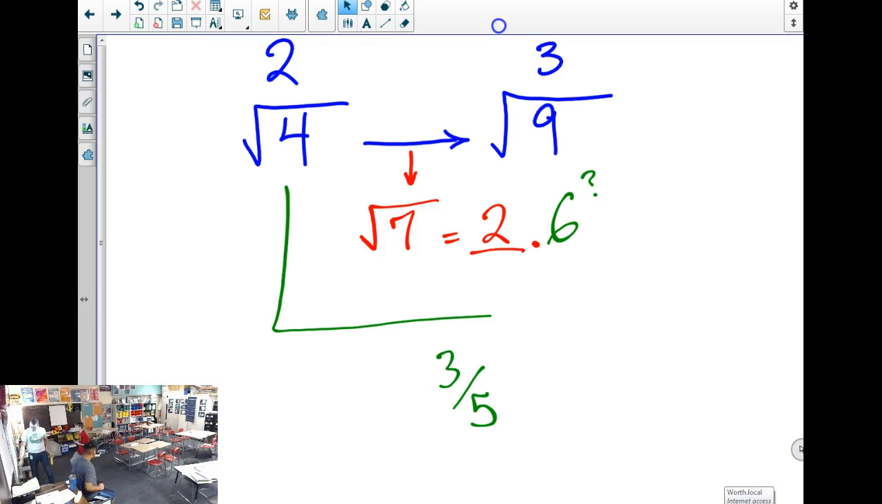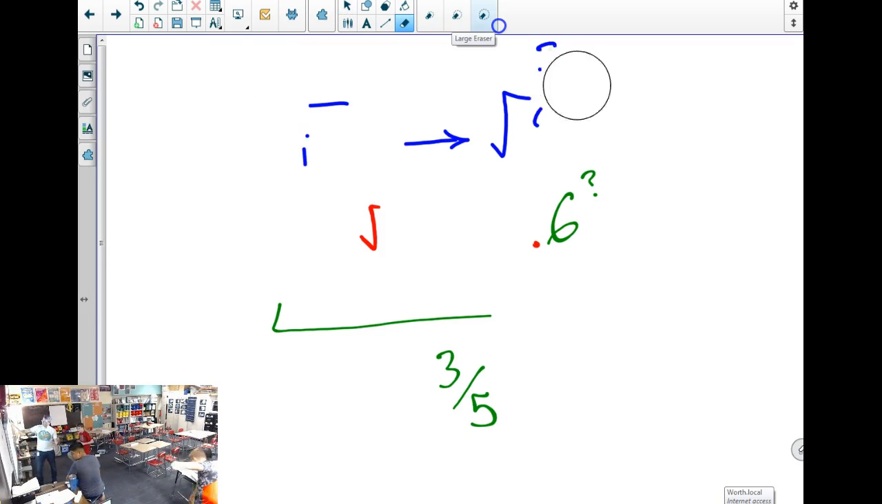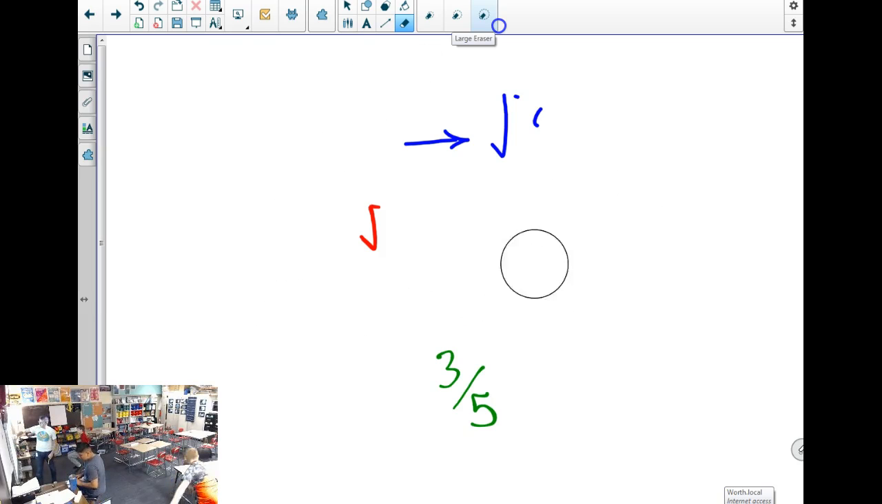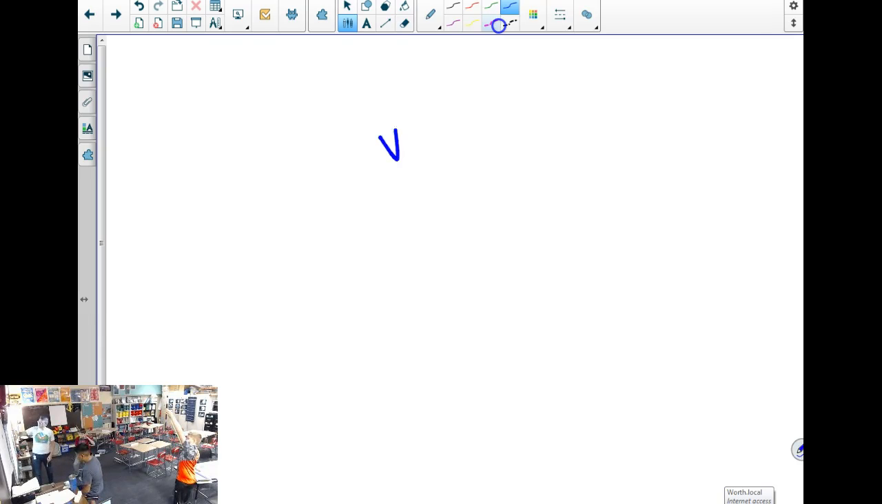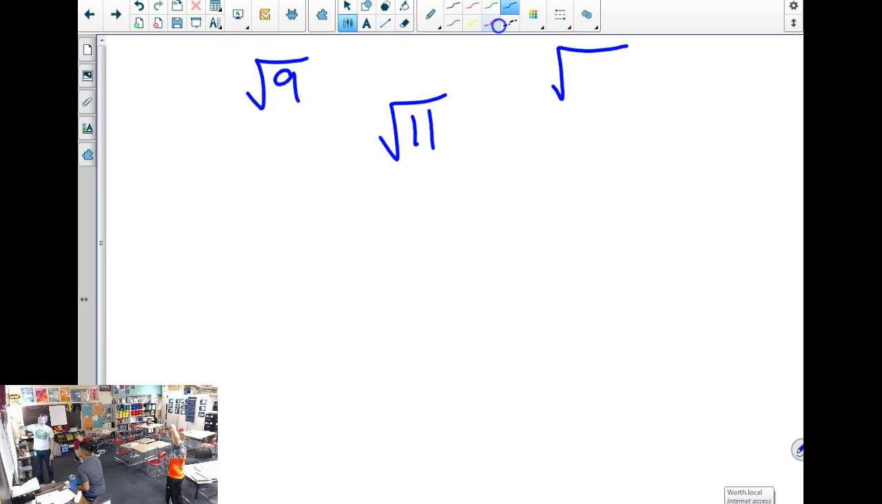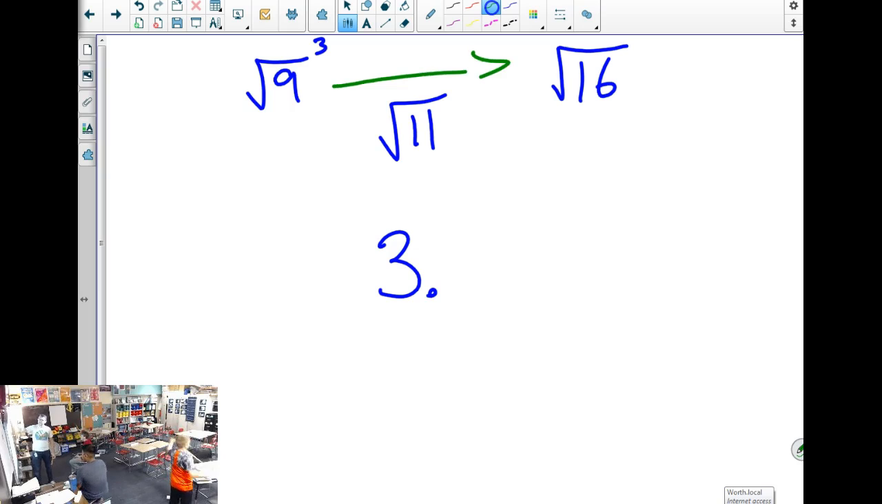Try another one. Let's do a harder one. Give me a 2-digit non-perfect square root. Non-perfect. 11. What is radical 11 between what 2 perfect squares? Radical 9 is 3, so we know this is going to start with 3. How far between these 2? 7. How much of it have I covered? 2 of the 7, right?